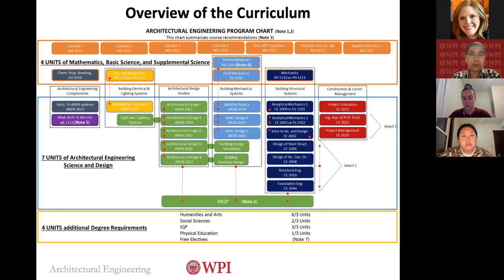So you have 1 more unit to select some other courses you are interested in. To look at the breakdown of all the units, the first year is 4 units. Each unit, as I said, is 1 term. The 4 units in the first year focus on the basic math, science, and supplemental science. And then the second, third, and fourth years mainly focus on architectural engineering.